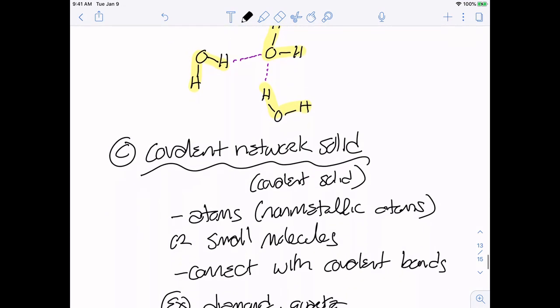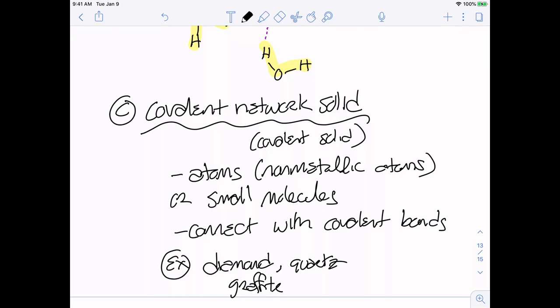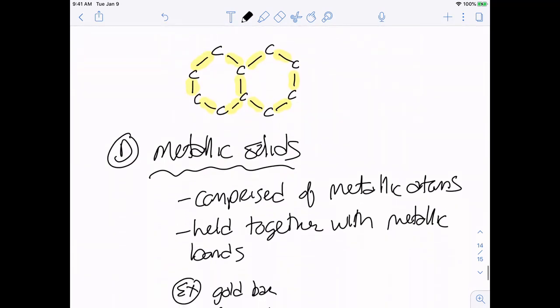Covalent network solids, these guys are my non-metal atoms. They're connected with covalent bonds. And remember we had said when we were talking about types of chemical bonds that covalent bonds are typically between a non-metal and a non-metal. And then my metallic solids are made up of metal atoms held together with metallic bonds.